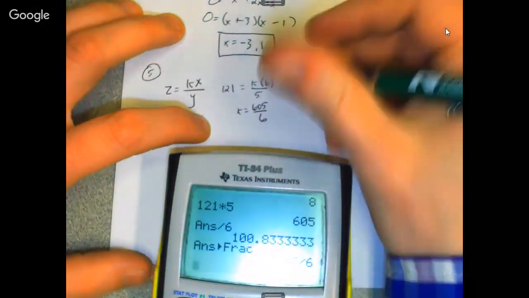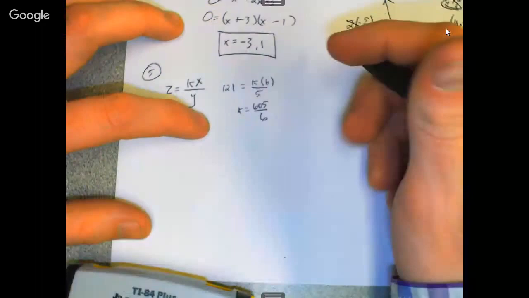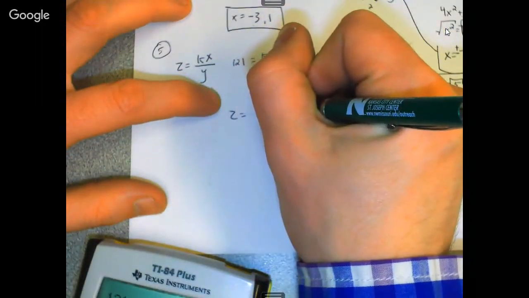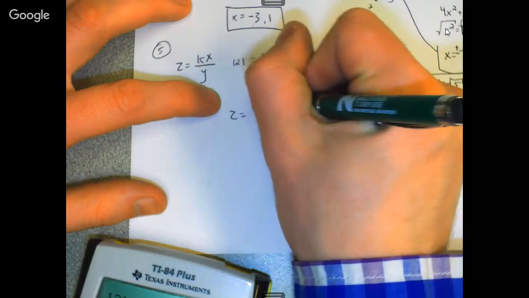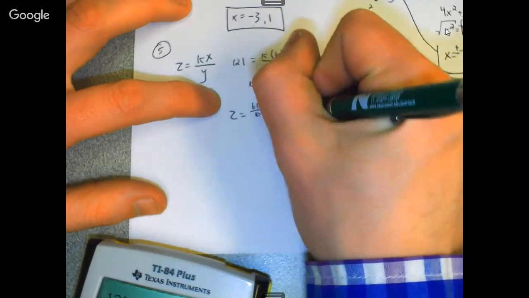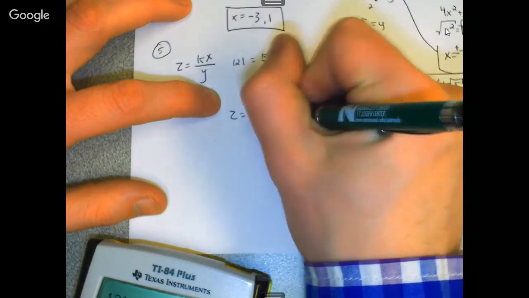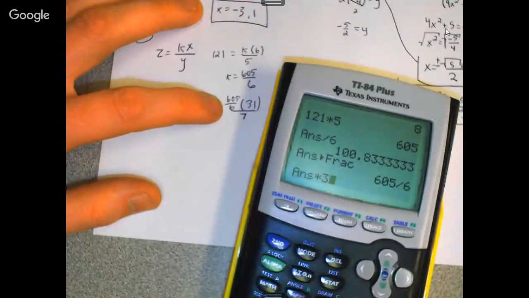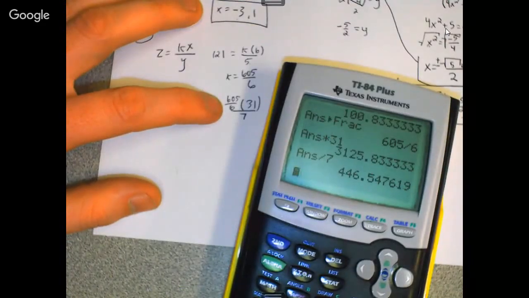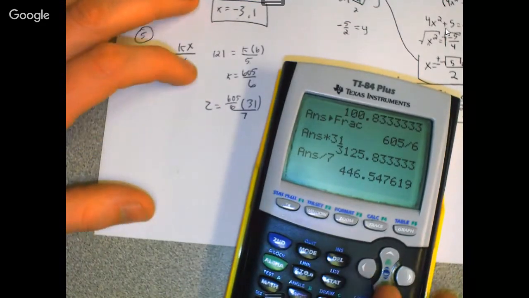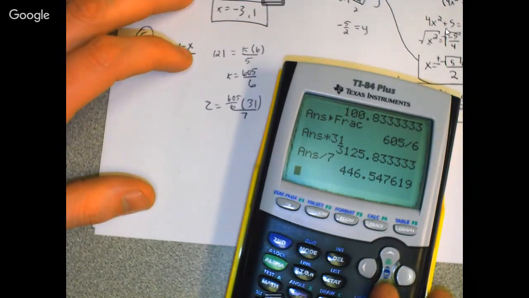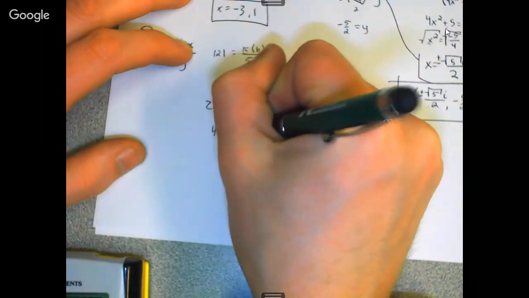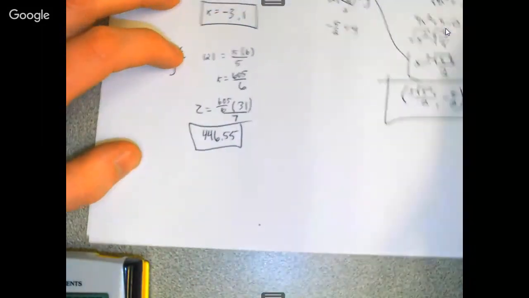It also says, what is z when x is 31 and y is 7? So 605 over 6 times 31 over 7. So we'll just put that in the calculator. So times 31 divided by 7, and it says round to the nearest hundredth. So that's 446.55 would be your answer for that.